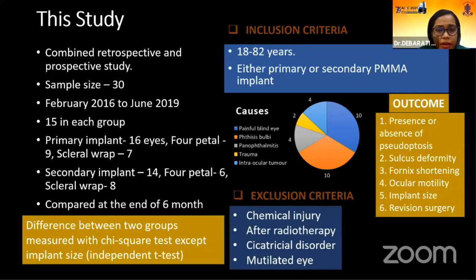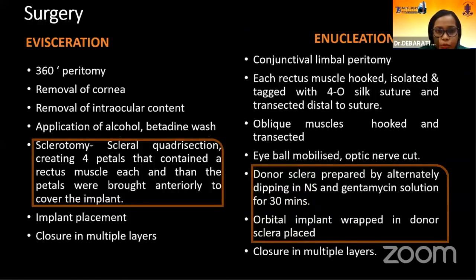Now this study is a combined retrospective and prospective study of 30 eyes between February 2016 and 2019, and each group had 15 eyes each, where primary implant was done in 16 eyes. And the outcome measures were qualitatively done for presence and absence of ptosis, sulcus deformity, fornix deepening, ocular motility, and implant exposure. And those cases where there is severe crunch in surface area like chemical injury, post-radiotherapy, and psychiatric disorders and mutilated eye were excluded.